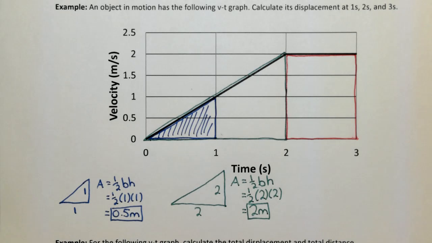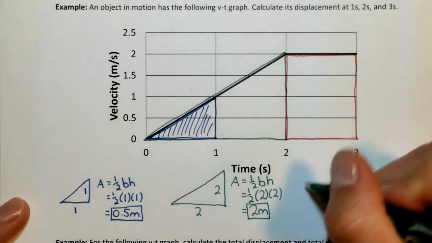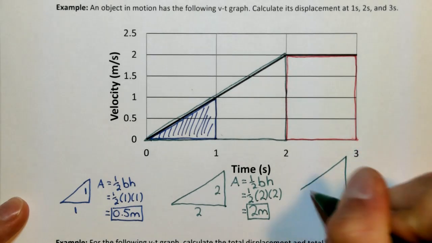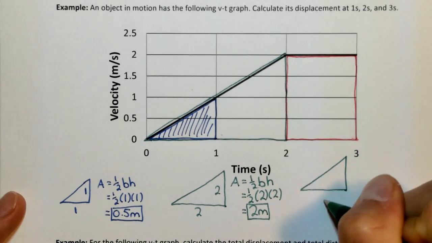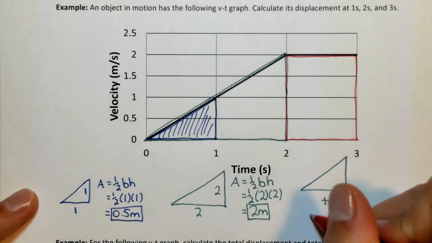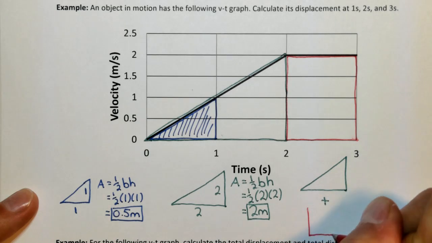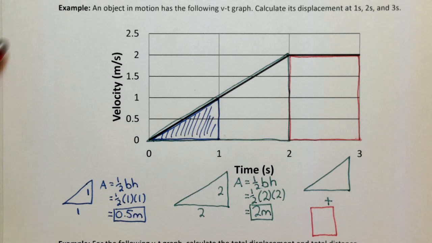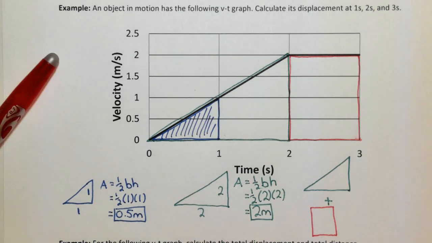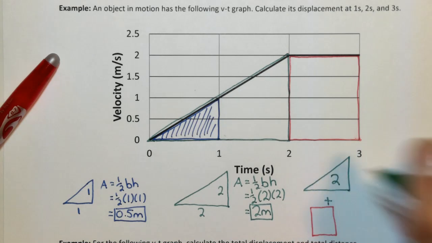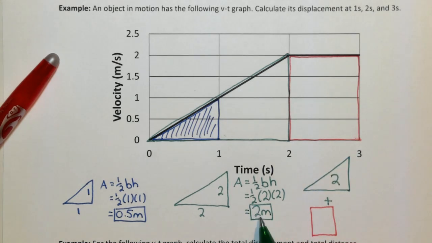So I'm going to write that over here. We got my green triangle plus my red rectangle. The green triangle, we already said, had an area of 2. Right? That's the number we calculated here, so that's the area of my green triangle.